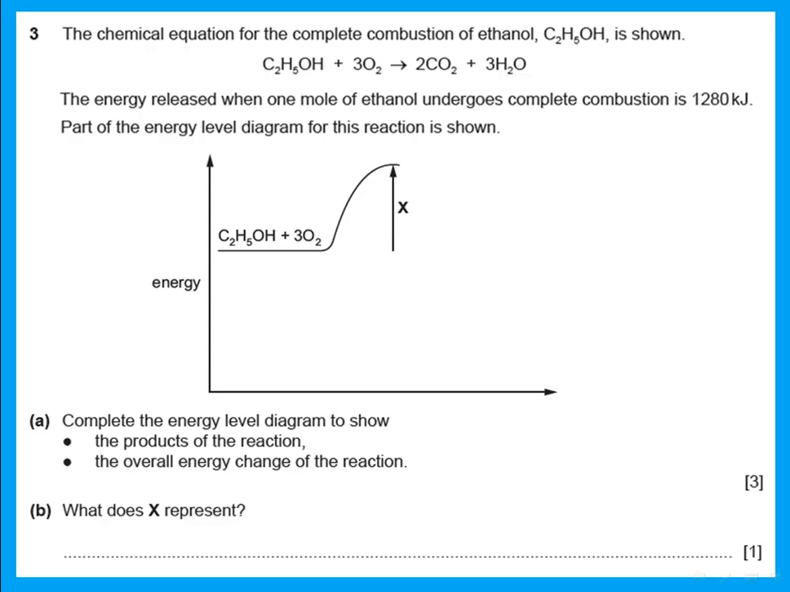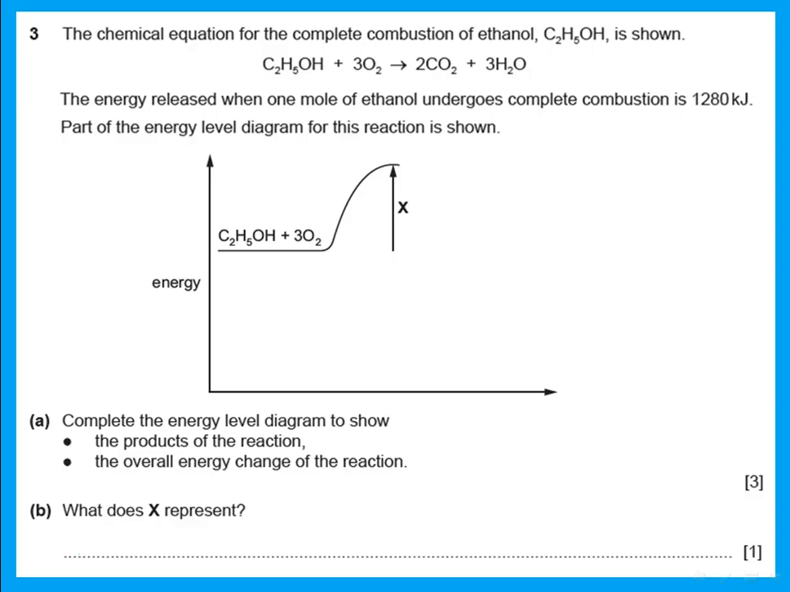Question 3 says the chemical equation for the complete combustion of ethanol is this. The energy released when 1 mole of ethanol undergoes complete combustion is this. Remember, he's saying energy released in complete combustion is this. Part of the energy level diagram has been shown. Complete the energy level diagram to show, first of all, the products and the overall energy change.